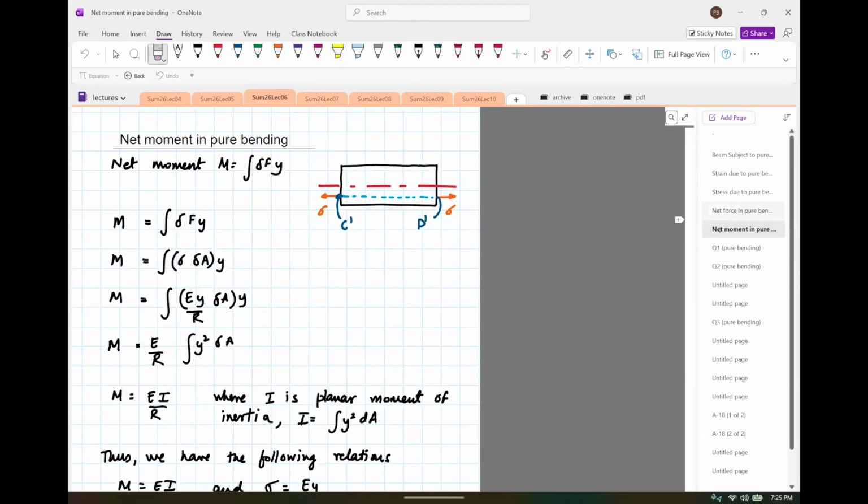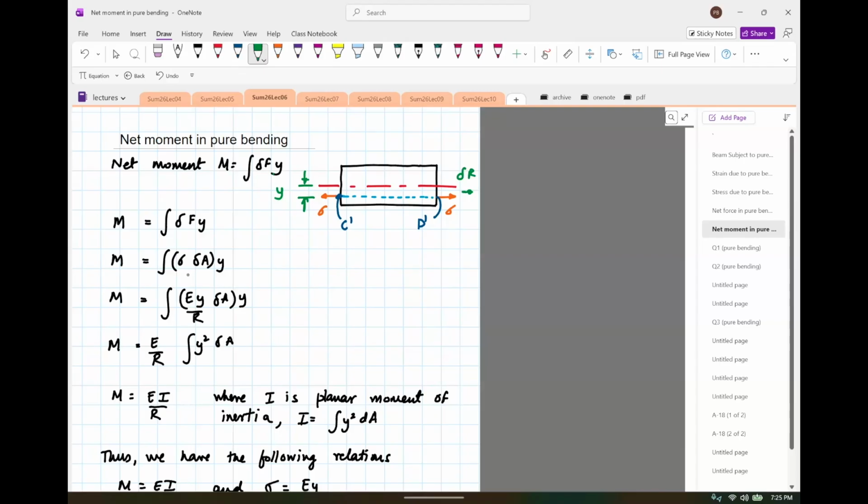Now let's find another formula for moment, and then we can proceed with some problems. So moment is just taking the formula a step further. We've computed the net force. Now take the force and multiply with the distance from the neutral axis. So this is y. So dF times y. Remember that this force is assumed to be acting this way. So this force and this y are 90 degrees. So it's dF times y.